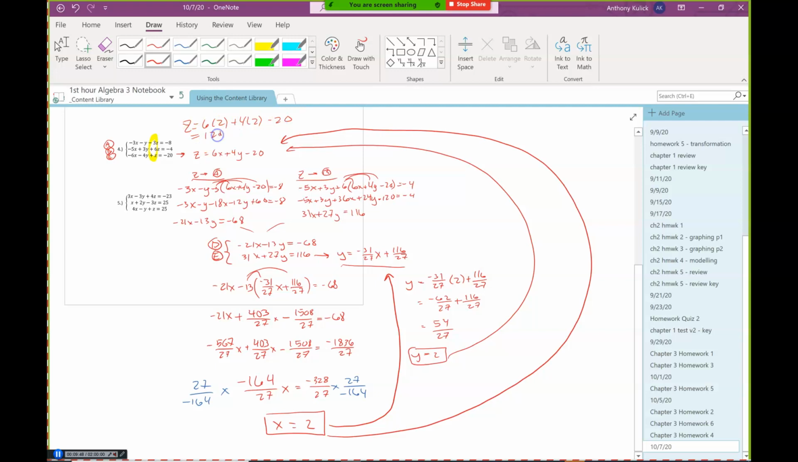So I get 12 plus 8 minus 20, which is 0. So our answer... Okay with that, Jacob? So substitution works, but you notice that we encountered a lot of fractions in doing that.